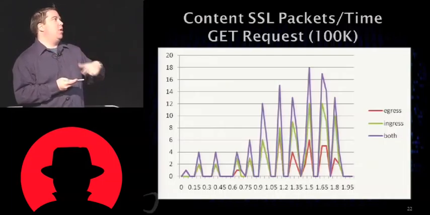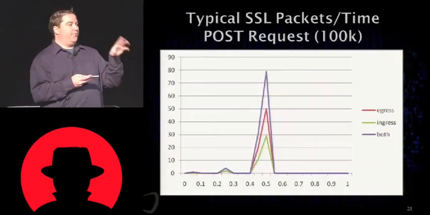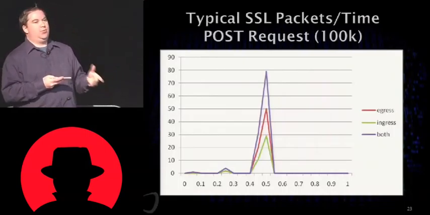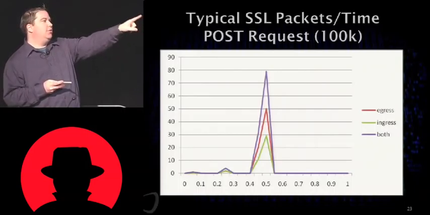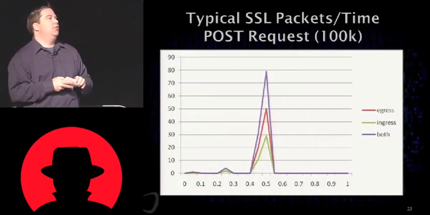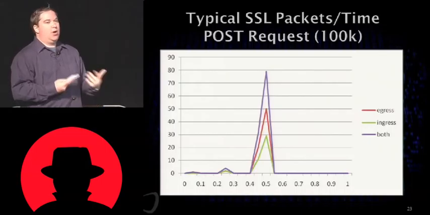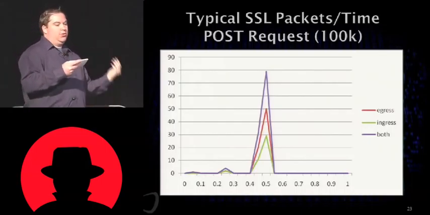Now if you look at the post request, it actually comes up very different. So in this case, right, we're posting data, we're actually sending data out there. So you can see here the egress is actually bigger than the ingress. And so when you look at that, you're able to tell, is somebody sending data or somebody receiving data?